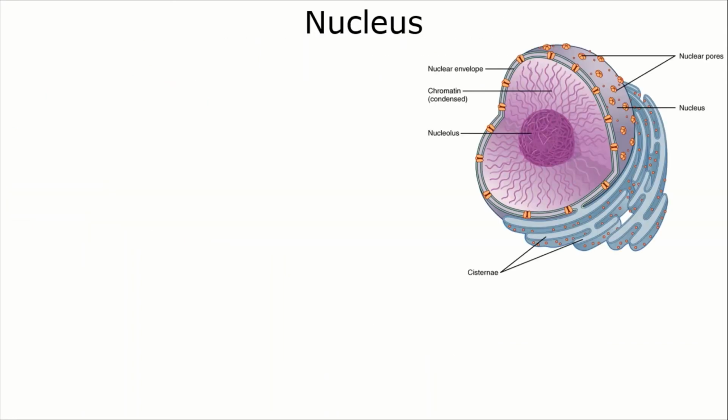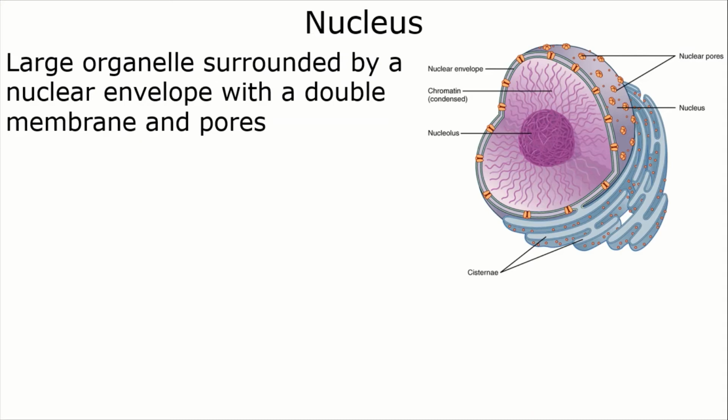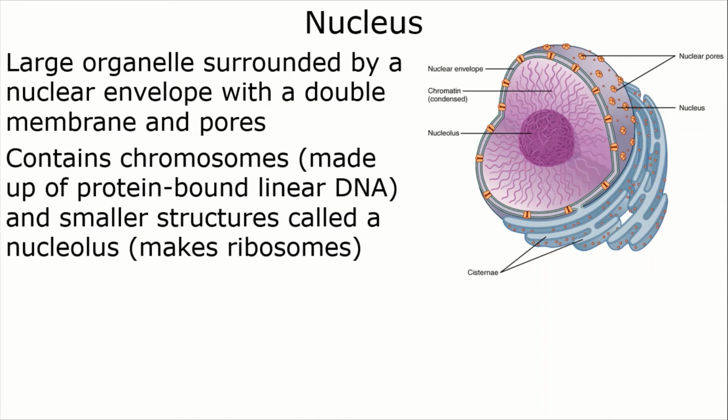Next one is the nucleus. You can see the diagram on screen. The nucleus is quite a complex structure and has many supporting structures that allow it to function properly. So the nucleus is a large organelle surrounded by a nuclear envelope, which has a double membrane, and pores, which allow various substances to be transported through it. The nucleus contains chromosomes, which are made up of protein-bound linear DNA, and it also contains smaller structures called a nucleolus, which is involved in making ribosomes.